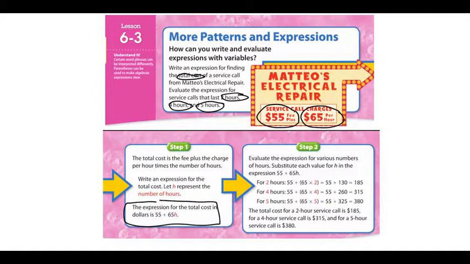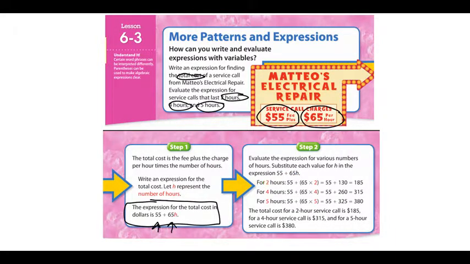We have the $55, because now we have two numbers, which before we were only working with one. We have the $55 plus the $65 times the number of hours. Okay, so what does that look like when you plug in the numbers? Let's take a look at step 2. It says, evaluate the expression for various numbers of hours. Substitute each value for H in the expression 55 plus 65H.